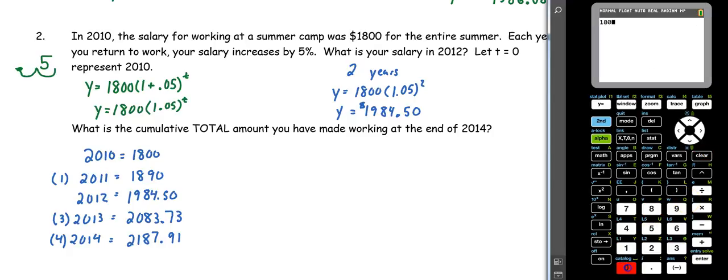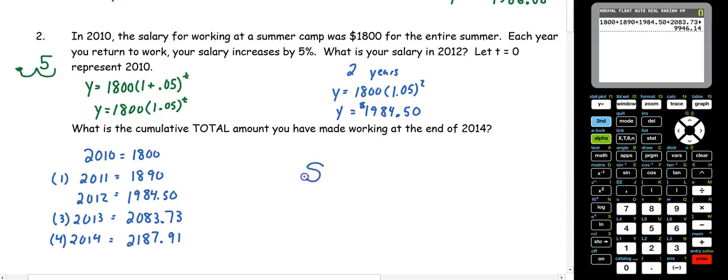So 1,800 plus 1,890 plus $1,984.50 plus $2,083.73 plus $2,187.91. So when I add those all together, I have a total that I made $9,946.14.